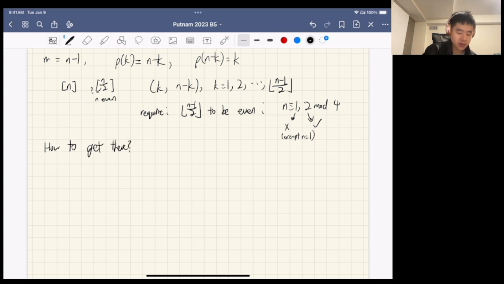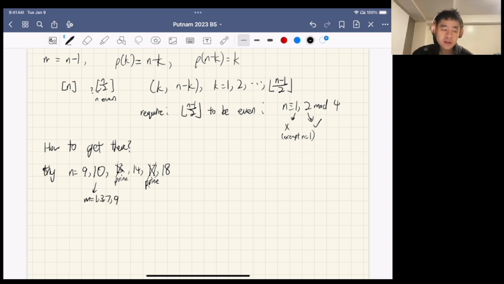Well, you basically have to try, say, n equals 9, 10, and then 13 is a prime, so we don't have to, and then 14, and maybe even things that go to 18. So what you will see is that even for 10, you will see some patterns. For example, for 10, you see that m equals 1, 3, 7, and 9, and each of them has their own behavior, and when you try them, you get some interesting observations.